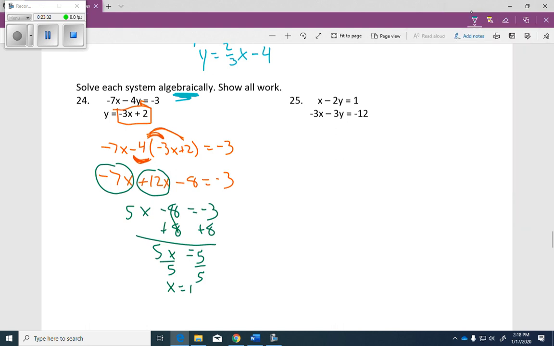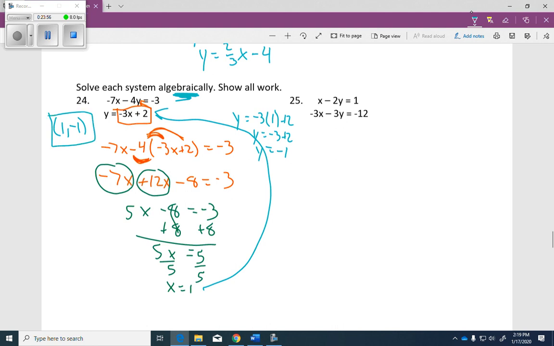After you find out what x is, take this and go plug it back in. Y equals -3 times 1 plus 2. So y equals -3 plus 2. So y equals -1. The answer is 1, comma, -1. X, comma, y.